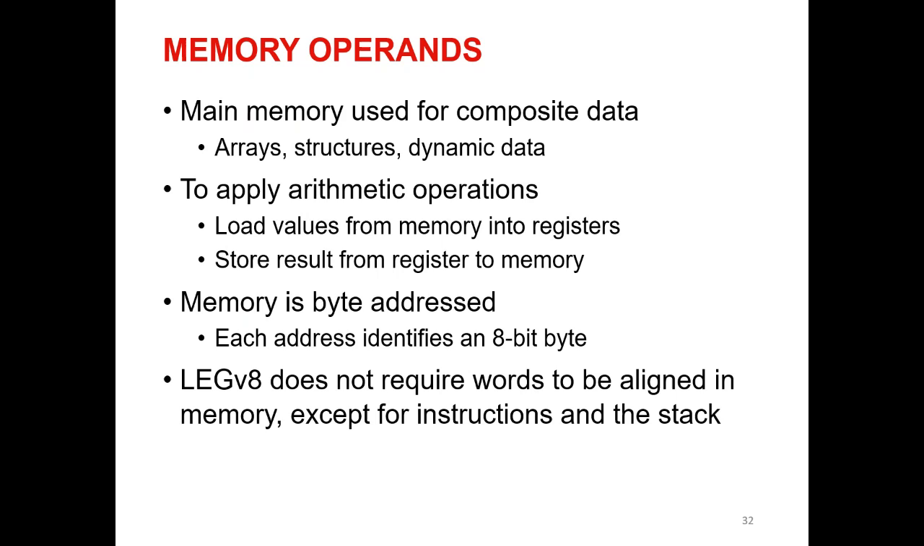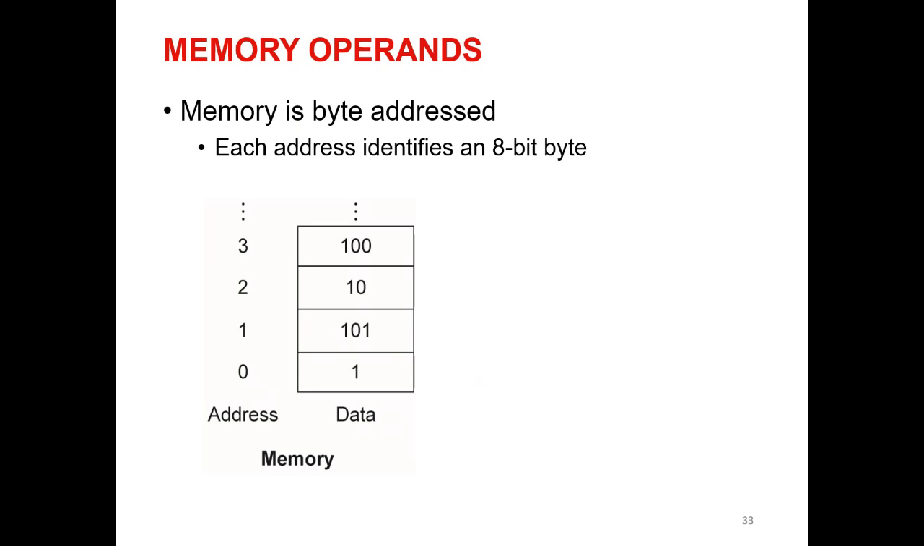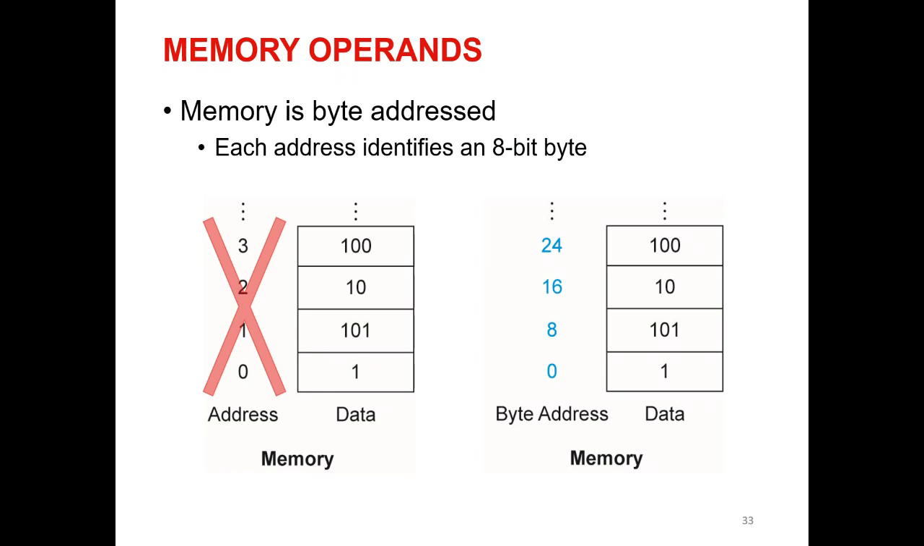That means that each address refers to 1 byte, 8 bits. Let me show this graphically. If each address identified 1 bit, address 0 would be for bit 0, address 1 for bit 1, and so on. But in LEGv8, we have byte addressed memory. That means that address 0 refers to 8 bits, and if we need to go to the next address, it will be address 8, because each address refers to 8 bits. We will see an example later. I just wanted to point out that addresses are not consecutive, they are in multiples of 8.